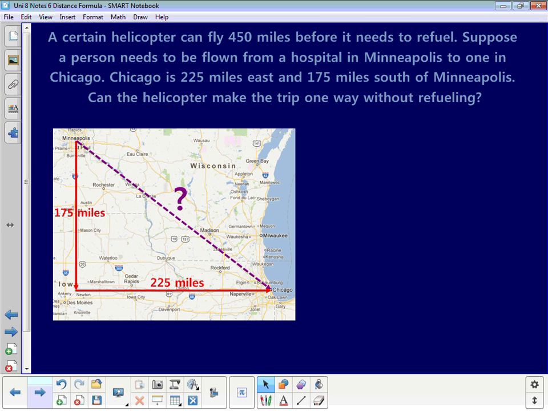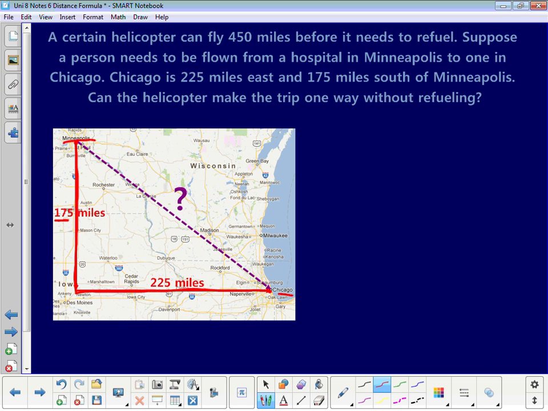It looks at a helicopter that can fly 450 miles before it needs to refuel. Suppose that a person needs to be flown from a hospital in Minneapolis to one in Chicago. Chicago is 225 miles east and 175 miles south of Minneapolis. Can the helicopter make the trip in one way without refueling? We have a little picture up here, and you might want to draw yourself this triangle. Here's Minneapolis, and we're going down south 175 miles, and to the east about 225 miles, and there's Chicago.